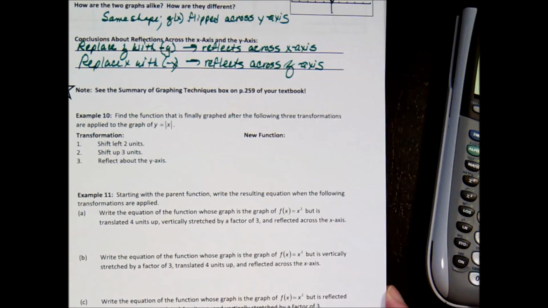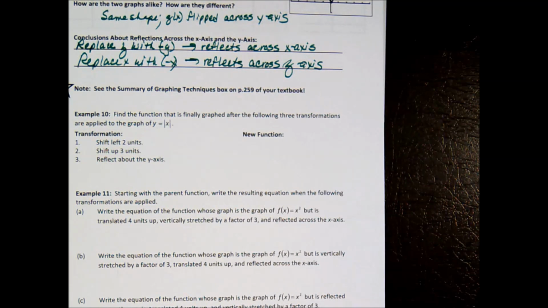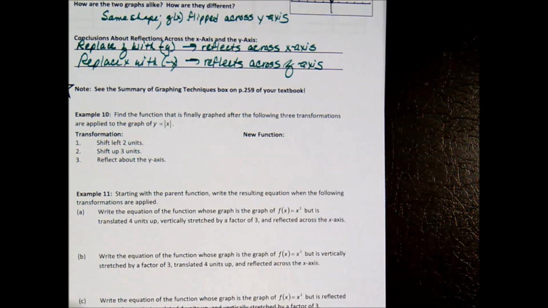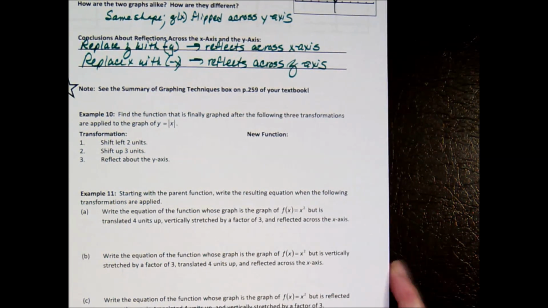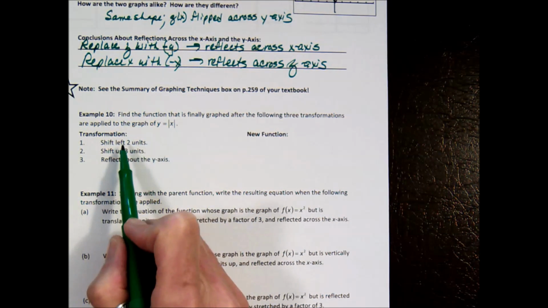But we're going to look right now at doing some combination transformations. So let's look at example 10. It says find the function that's finally graphed after the following 3 transformations are applied to this function. We're not going to use our graphing calculator. We're actually going to do this one step at a time. So it's kind of a summary.